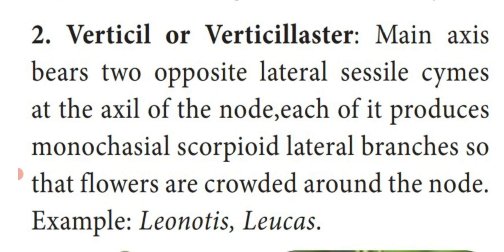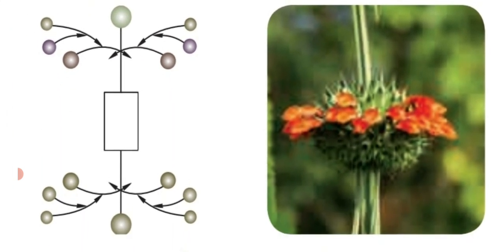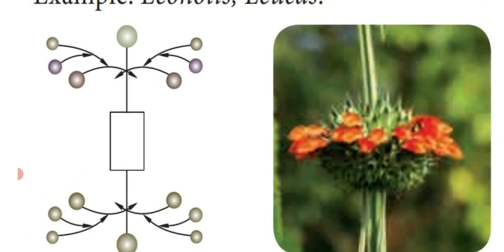We have seen this in the monochasial scorpioid cyme. Then the lateral branches contain flowers. So around the node region, the flowers are arranged in the form of a crowded region or a crown, a whorl of flowers. That type of inflorescence is known as verticil or verticillaster. Example, Leonotis. Another one is Leucas aspera. Leucas aspera, in Tamil, is known as Thumbai chedi, and is an example of verticillaster. See the central axis, the main axis ends with matured flowers. Then on the lateral branches, the flowers are produced on only one side. That is said to be monochasial scorpioid cyme.